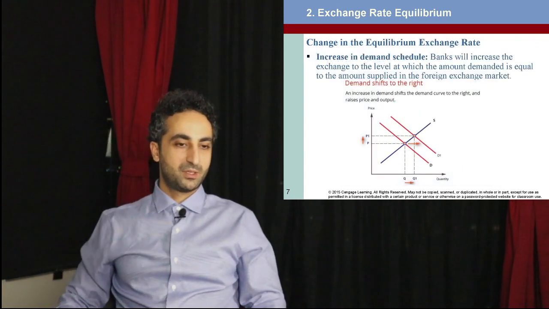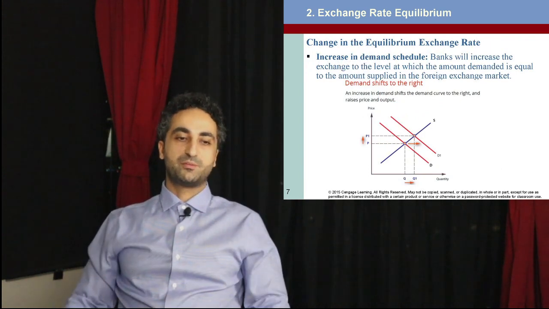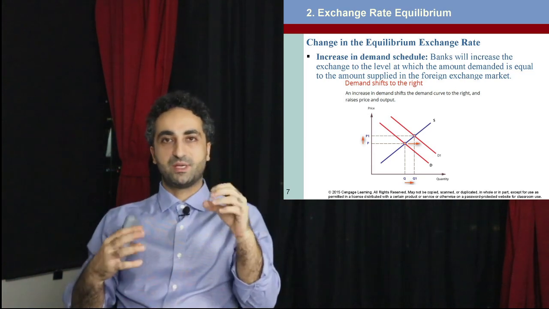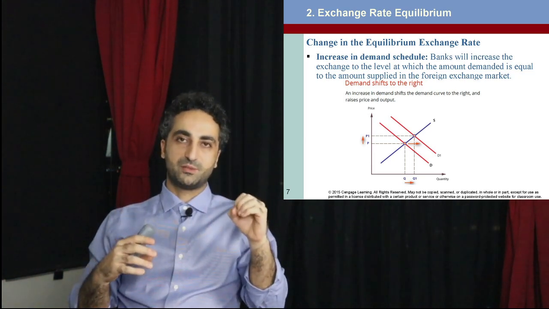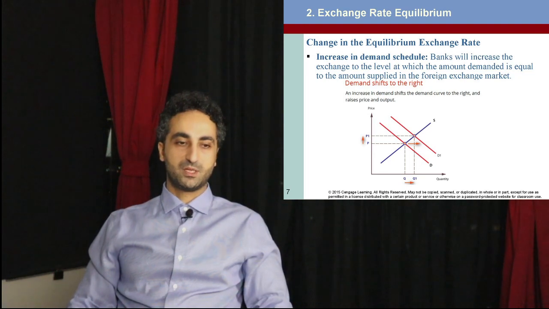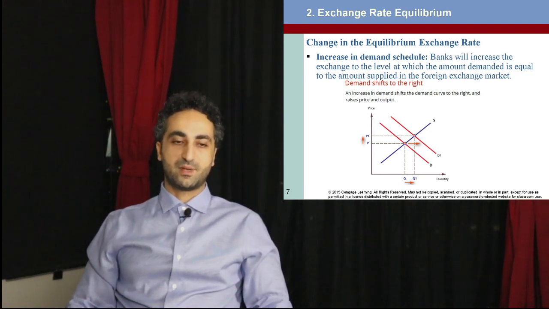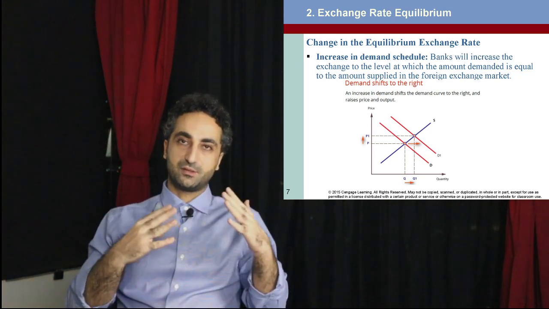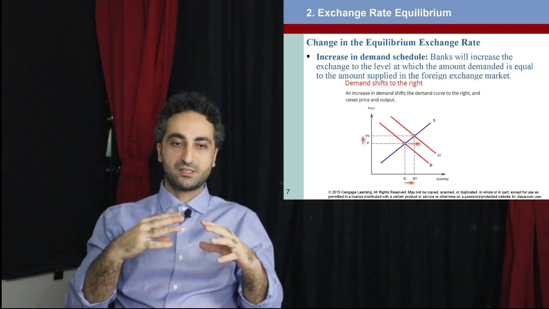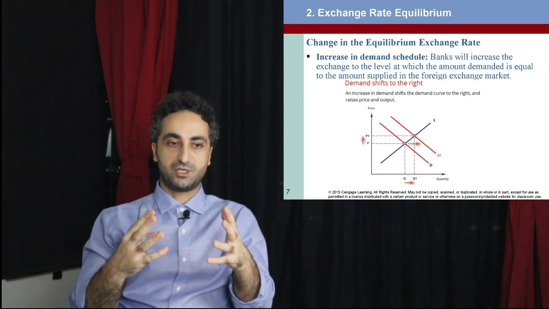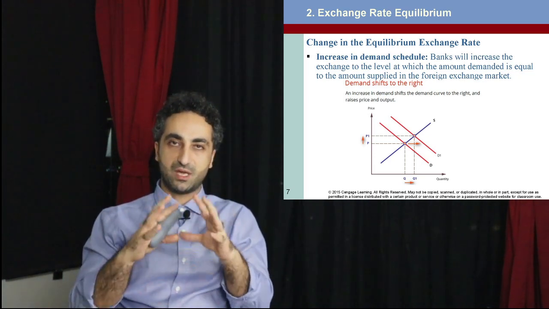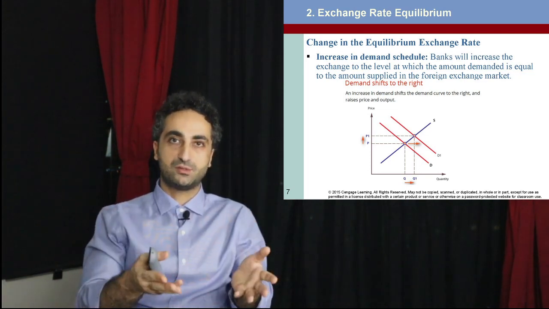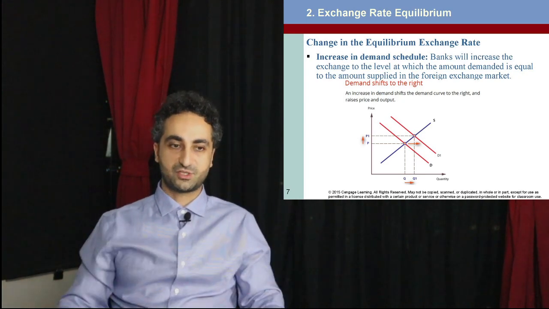Now, change in equilibrium exchange rate. So we discussed that supply and demand will basically play a major role in determining the price at a certain point in time. Now, what about an increase in demand schedule? What will happen? When there is an increase in demand schedule, banks will increase the exchange rate to the level at which the amount demanded is equal to the amount supplied in the foreign exchange market.